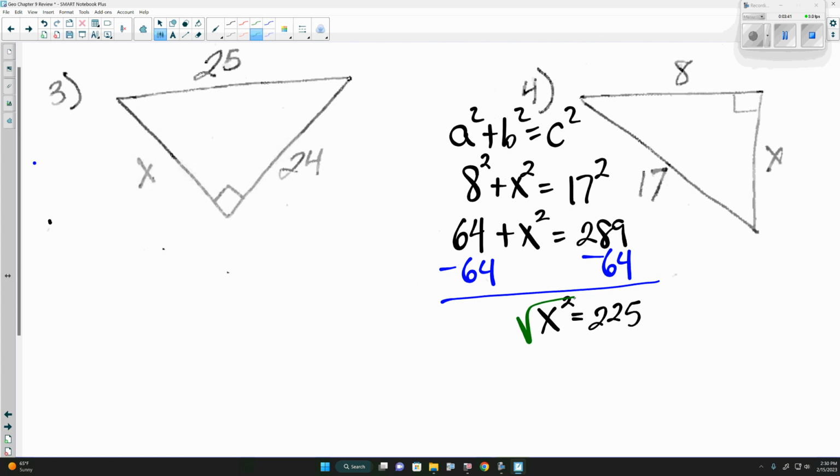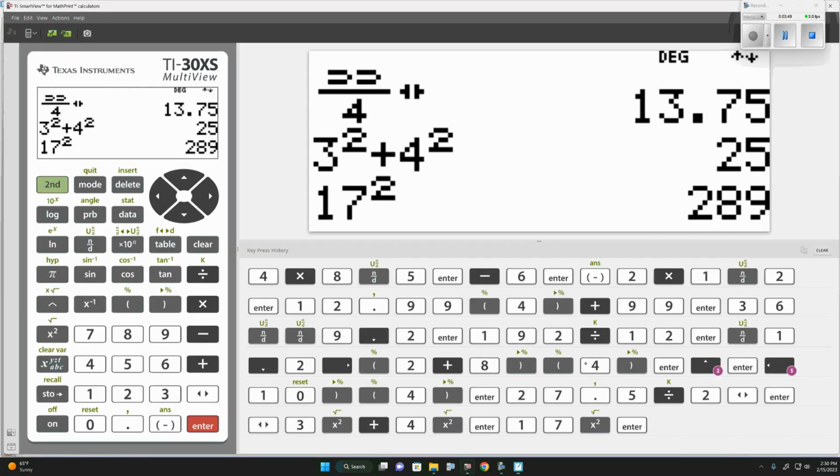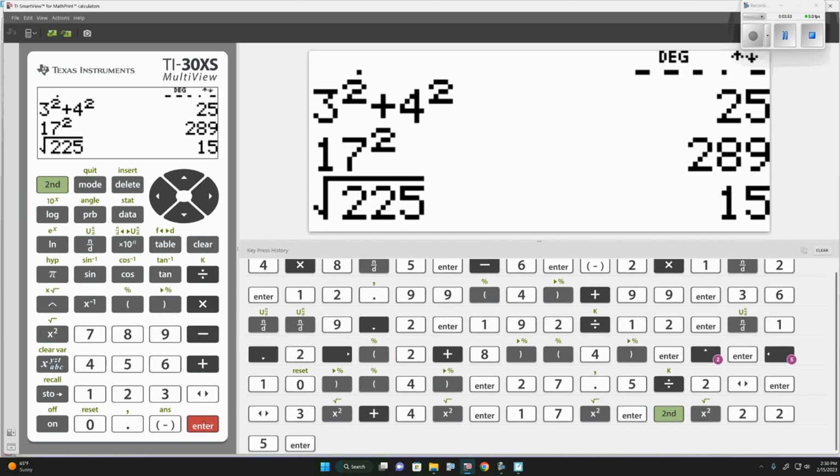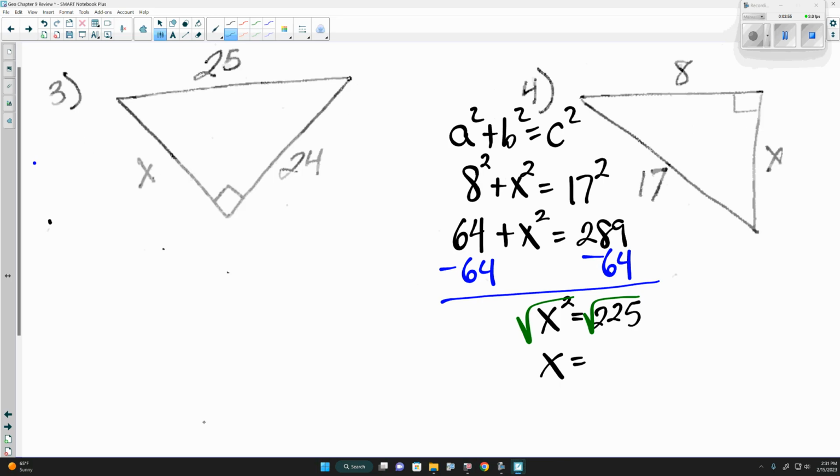And again, at this point, we need to take the square root of both sides. Square root of x squared is x. Now we take the square root of 225, which is 15. So the other side of the triangle is 15, and is this a Pythagorean triple? Yes, because we got 3 whole number answers.